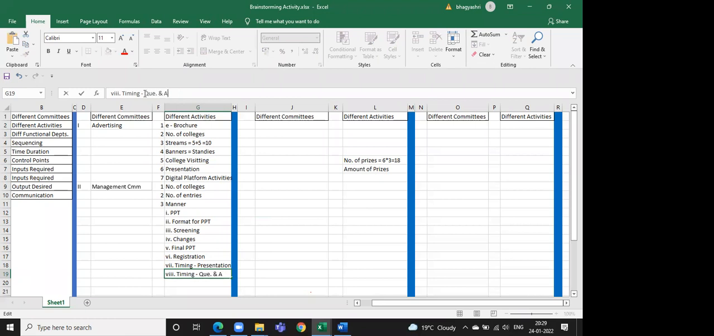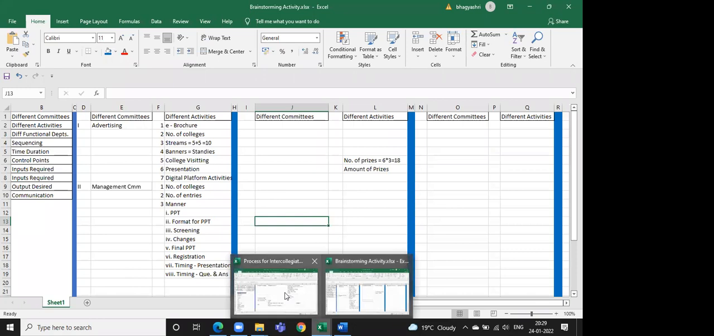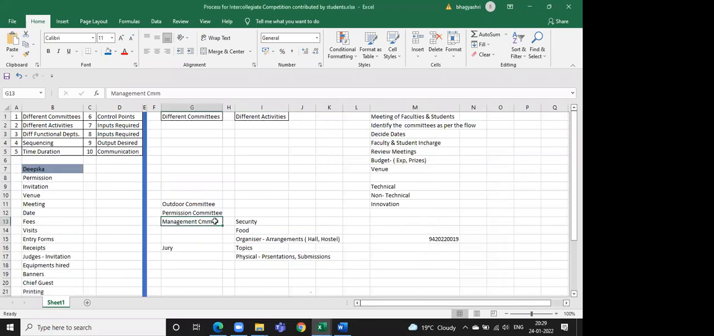Question and answers by the judges, right? Is there anything else you would like to add with respect to management of the actual competition as such? There are many more committees to come, right? So that's where we have taken care of this management committee.